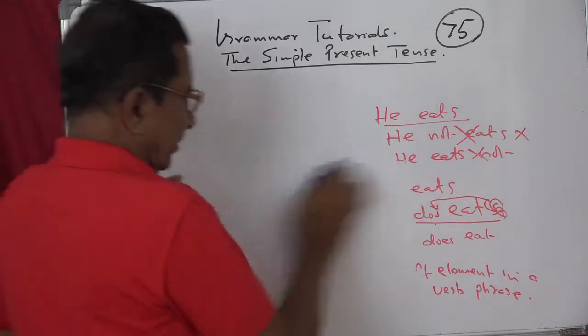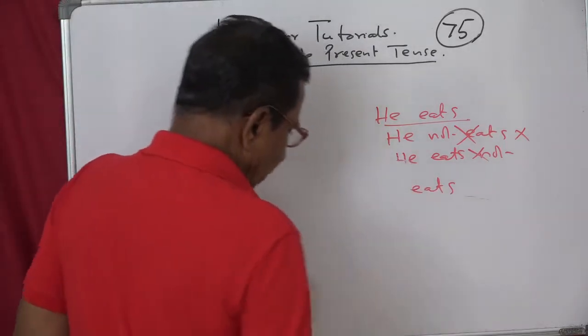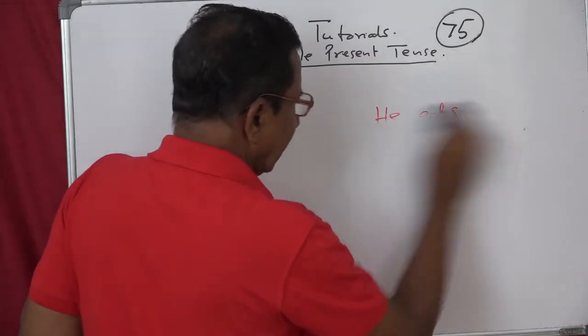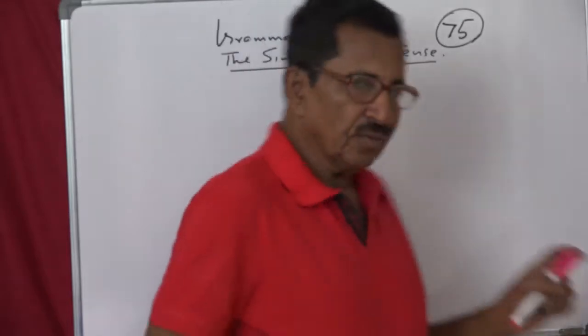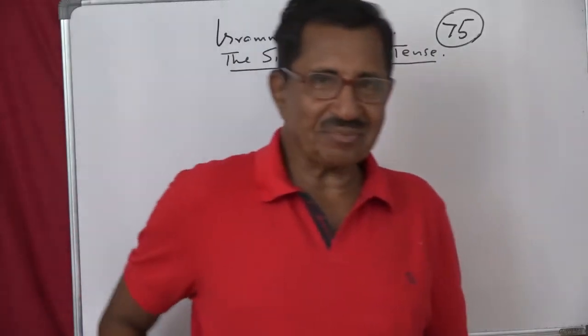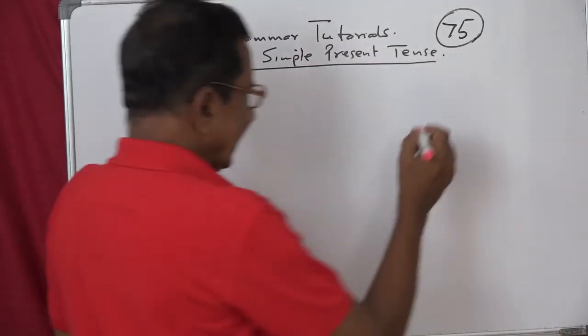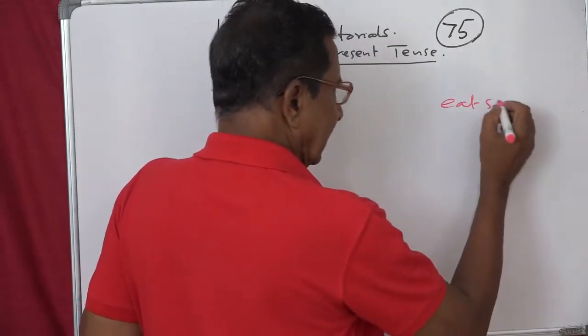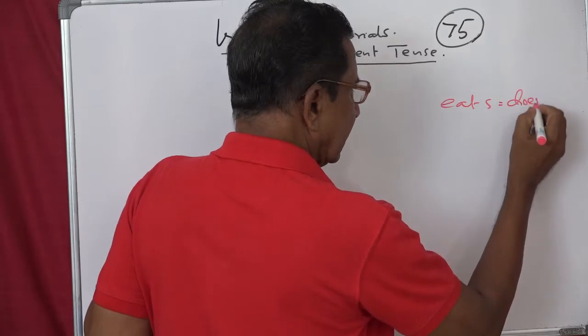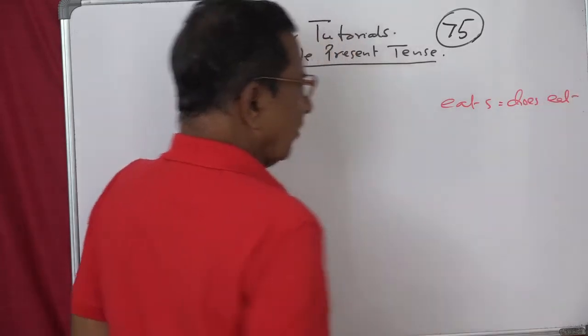Now what to do? Since you have got two members, now it becomes easy. But then before that there is one more point. What is that point? Eats becomes, now we have seen, does eat. Then what about eat?